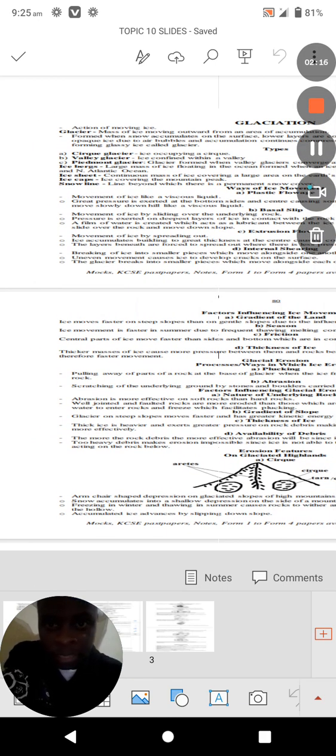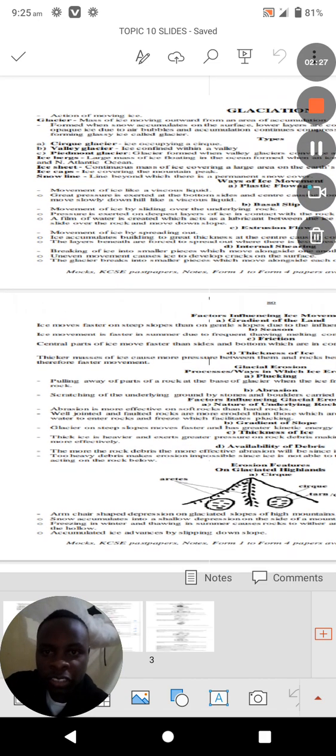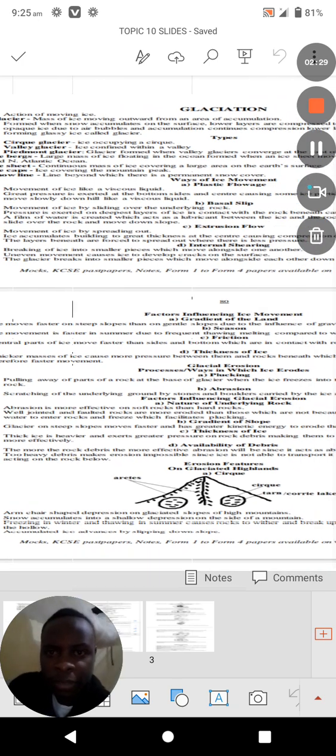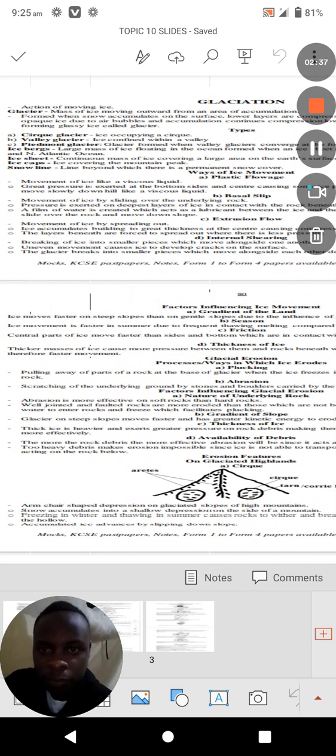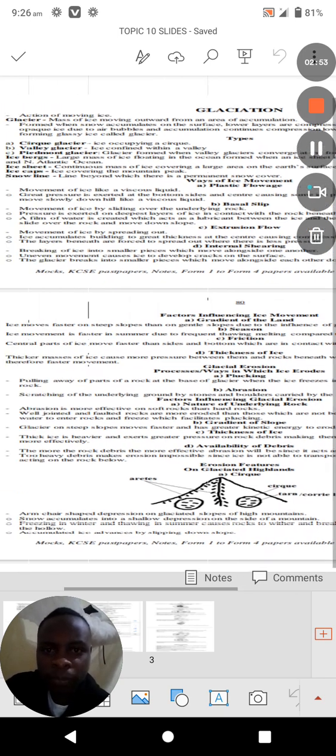Here we have the ice sheet, which is a continuous mass of ice covering large areas of the Earth's surface. An ice cap is ice covering a mountain peak, and the snow line is the line beyond which there is permanent snow cover.